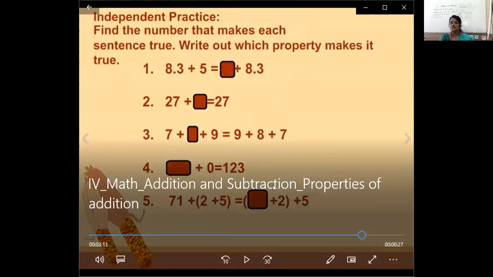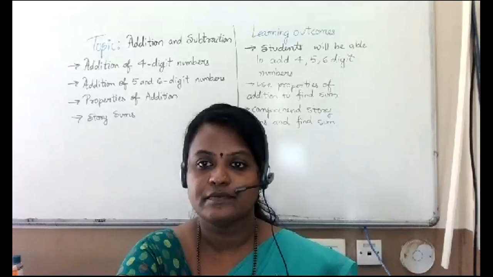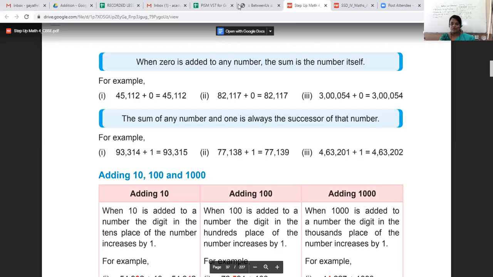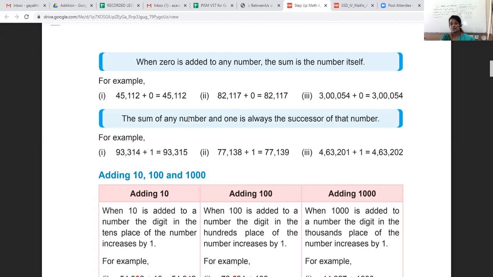So in this way, today we have learned what are the properties of addition. So let us solve some examples and derive the properties for the same. The next property of addition that comes is the successor. Whenever any number is added by 1, we get the next number that is called the successor.